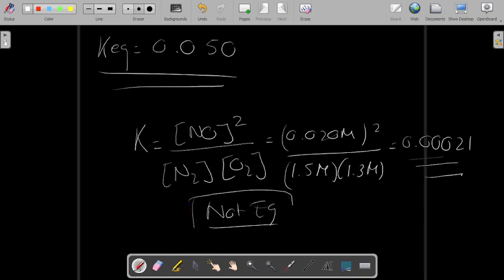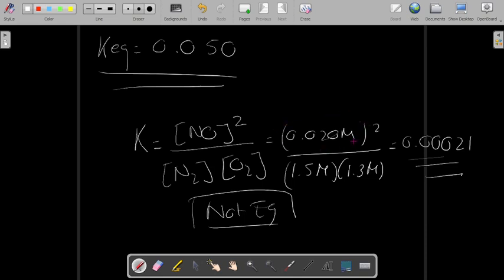Now they want to know how it is going to shift to reach equilibrium. If the number is smaller, what does it mean to be smaller? It means that the bottom is larger than it should be. The bottom is dividing. The bottom is making the value smaller. So if you want to reach equilibrium, you need to increase the value at the top or decrease the bottom, which is the same. If you decrease your reactants, you're increasing your product. So you need to increase your product.